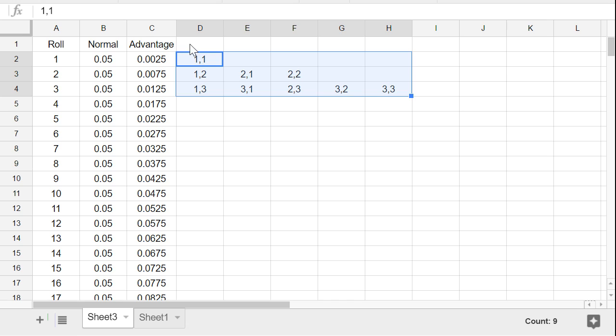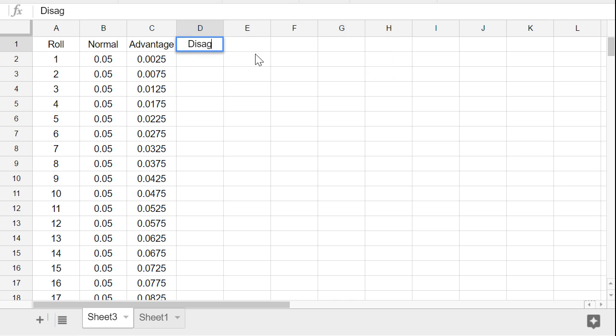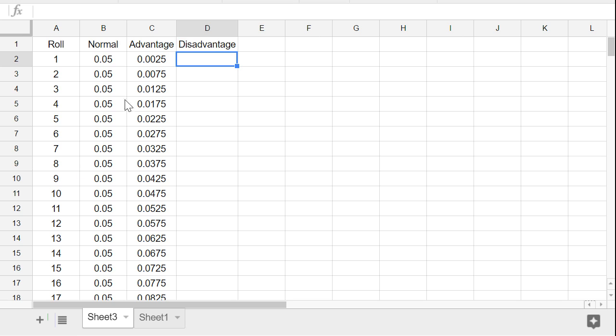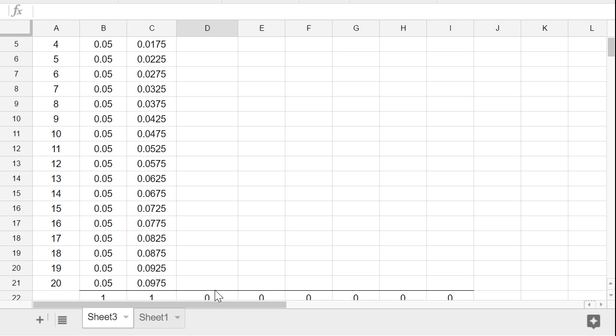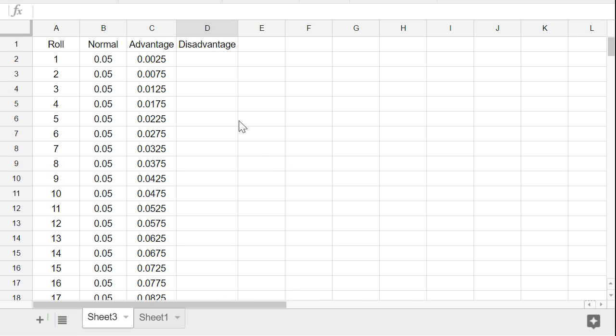So what about disadvantage? Now, okay, so for disadvantage, here's the thing. It's a little bit weird, because it actually might be easier to start with the ways that you can roll a 20. But let's just think about how many ways can you roll a 1 when you're doing disadvantage, where you're taking the minimum, right?